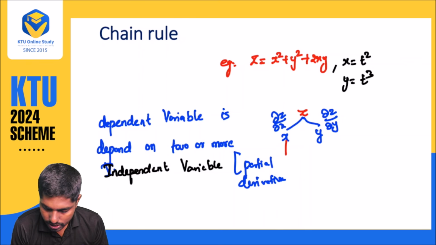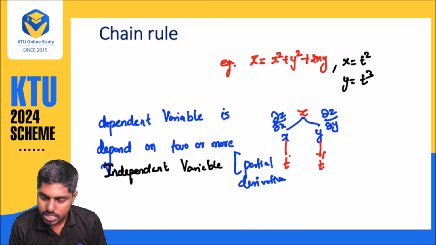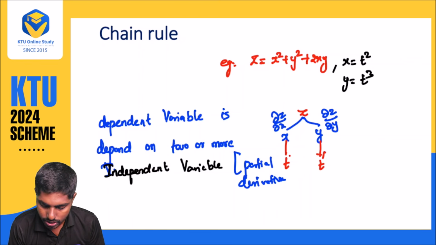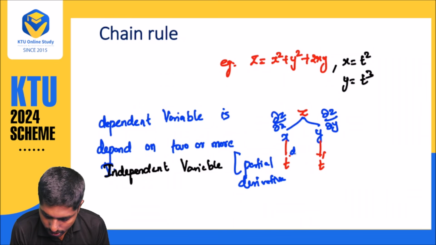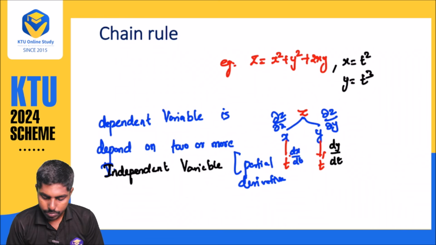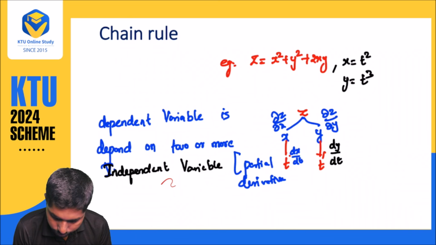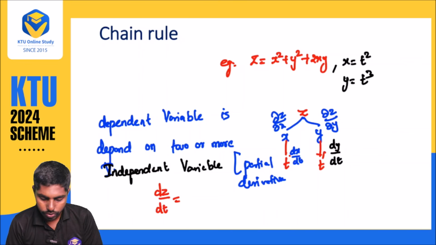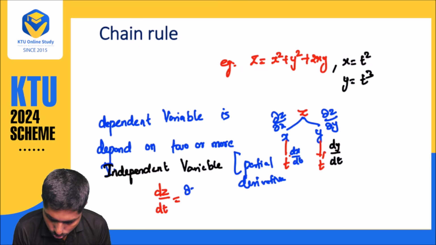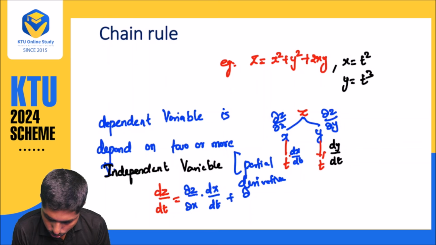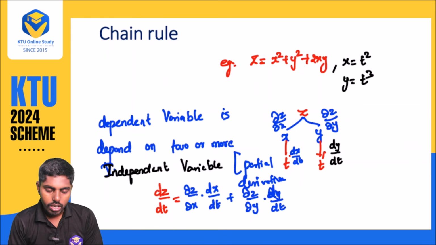And similarly, x is depending upon t and y is also depending upon t. That means x depends on a single independent variable, so we will be saying dx by dt, and here dy by dt. That means what is our formula? dz by dt, the chain rule. Our answer is dou z by dou x into dx by dt plus dou z by dou y into dy by dt. This is our chain rule formula.